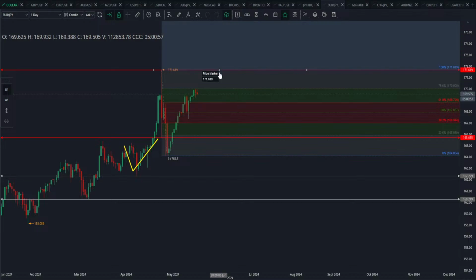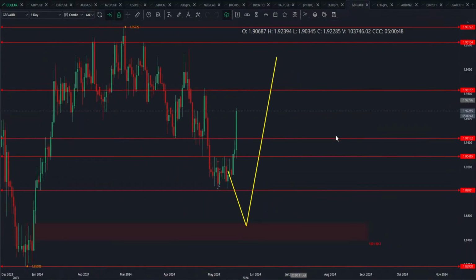Euro yen, very clean price action to the upside. The resistance is 171.61 and the support is 162.727. Pound NZD, something happened, double bottom. The price broke first, then it retested it as the fresh support, and then boom. So the next level of resistance is 1.9313. The support may be seen around 1.9116.